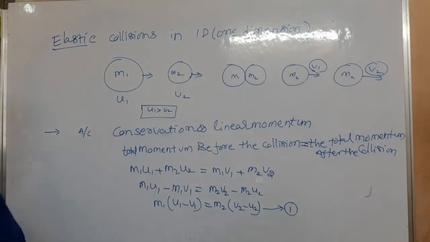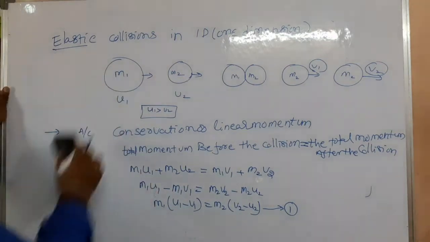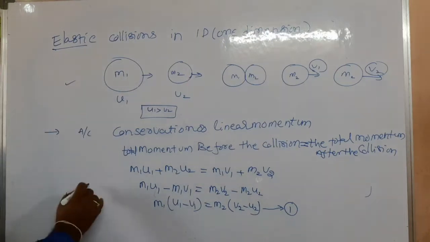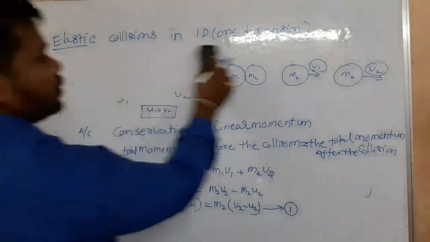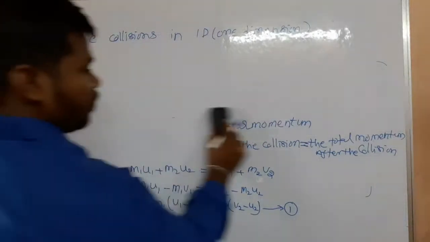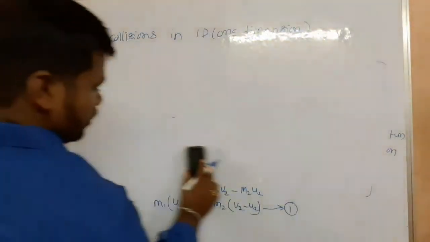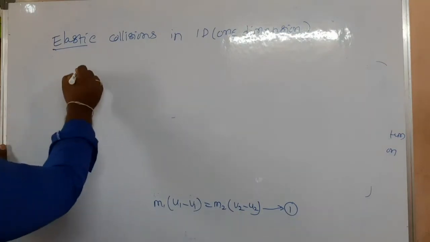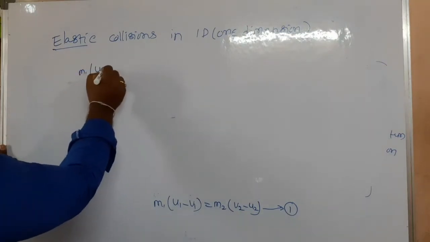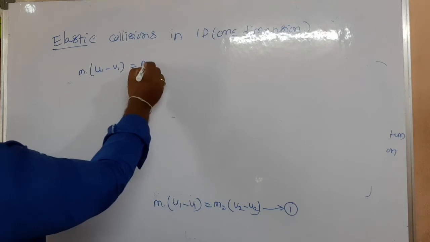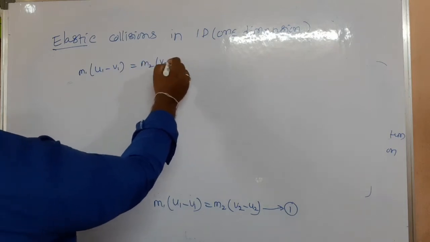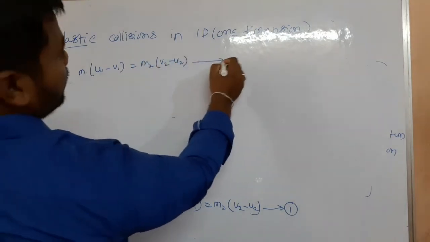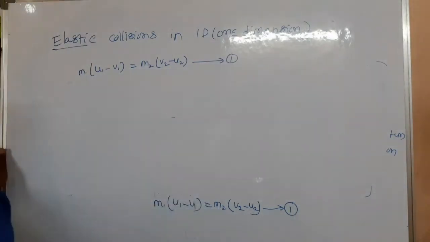My children, all of you please copy from the board. This is a lengthy derivation, so note it. Equation 1 is m1 (u1 minus v1) equals m2 (v2 minus u2).